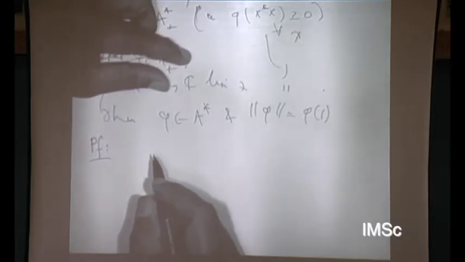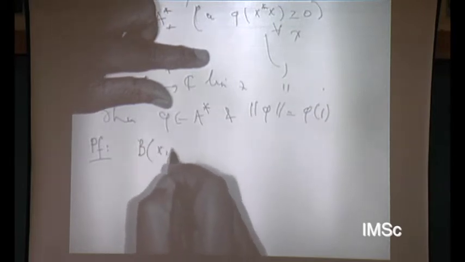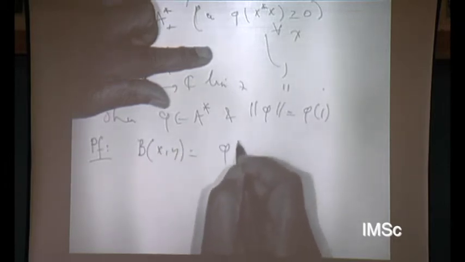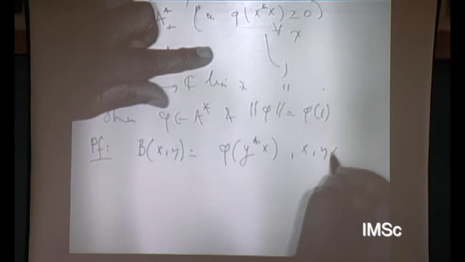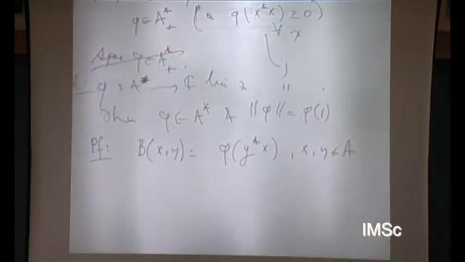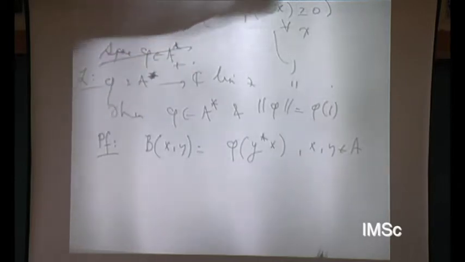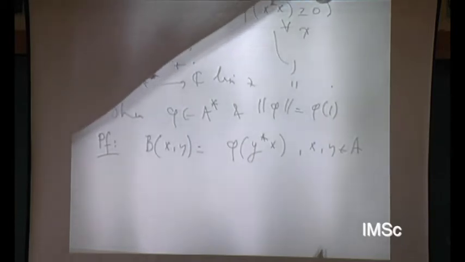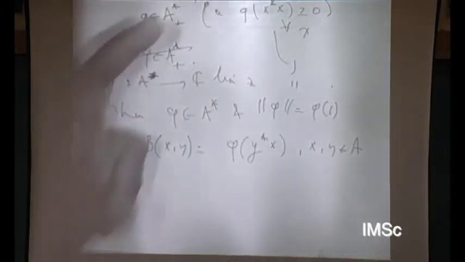So what you do is you define this sesquilinear form B of x, y equals phi of y star x, for x, y in A. Observe that this is sesquilinear and it is Hermitian. That means B of yx equals B of xy bar. Because if phi sends positive things to positive things in a C-star algebra, then it will be real on real things. And so phi of x star must be phi of x bar.